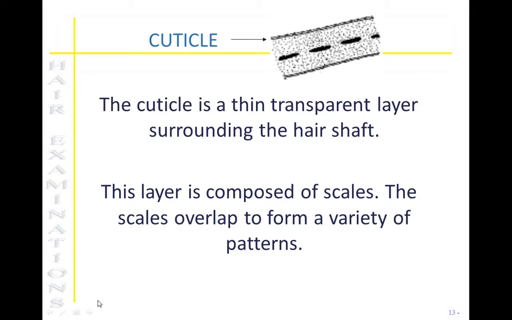The cuticle is a very thin, generally transparent layer that surrounds the hair shaft. It's composed of scales, and they overlap in a wide variety of different patterns. The patterns can be used to help distinguish animal hair from human hair. Human hair will always have an imbricate scale pattern.